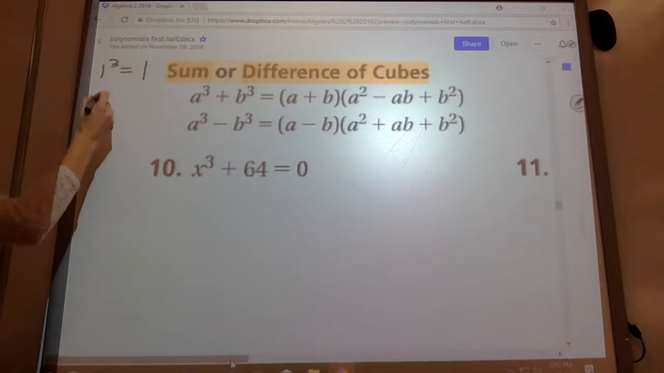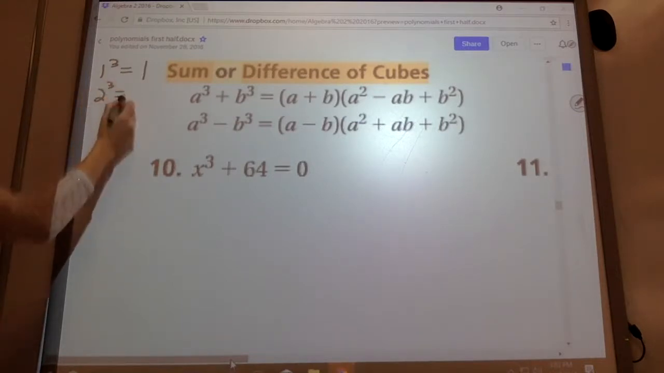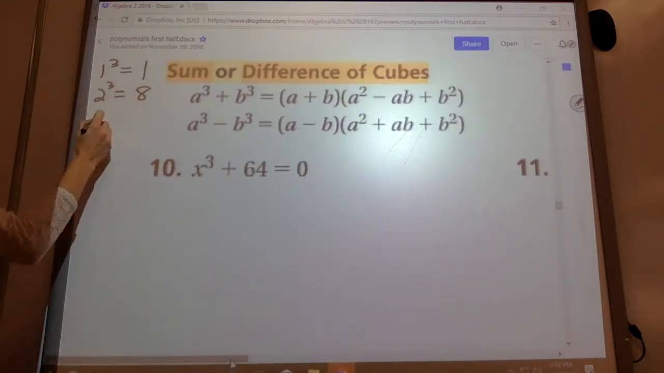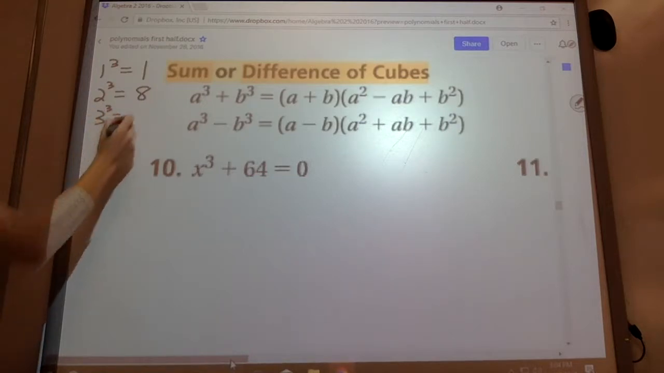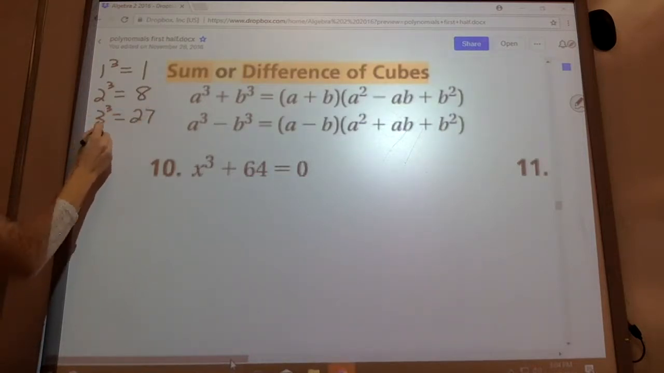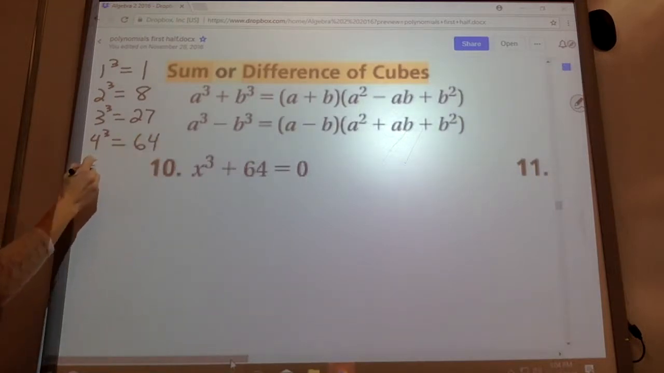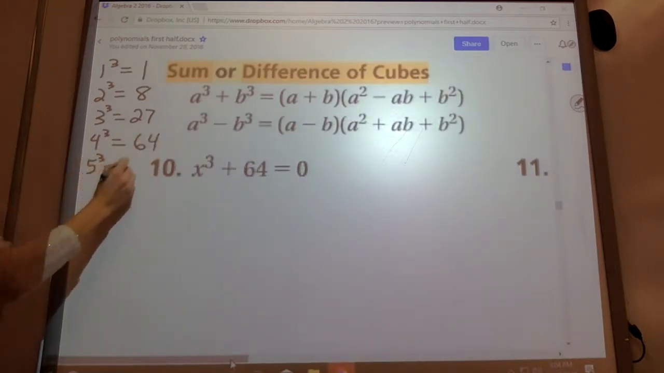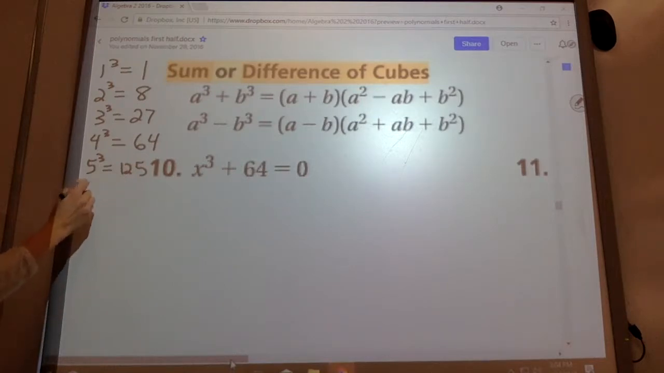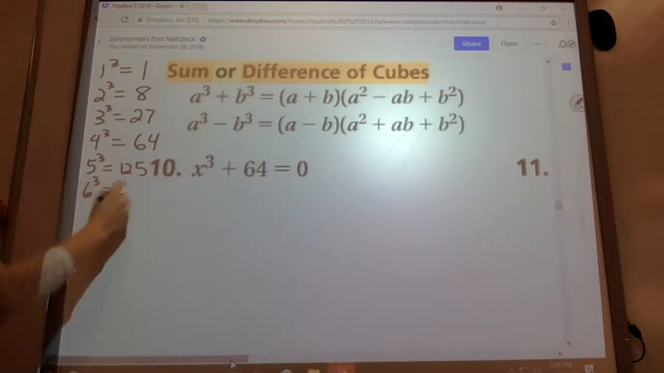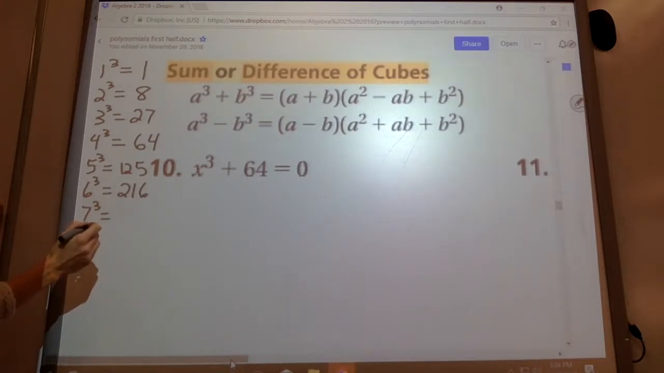1. 2 cubed would be 8. 3 cubed would be 27. 4 cubed would be 64. 5 cubed would be 125. 6 cubed, I don't know. Why do we have to know this? 216. 7 cubed, that's too far.